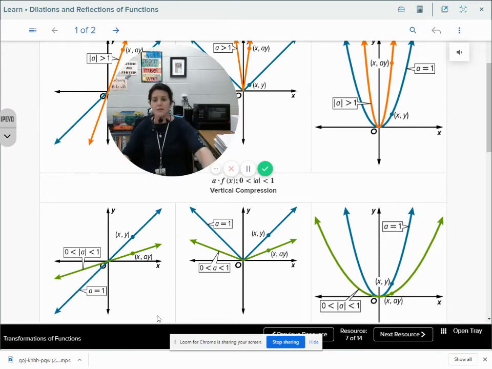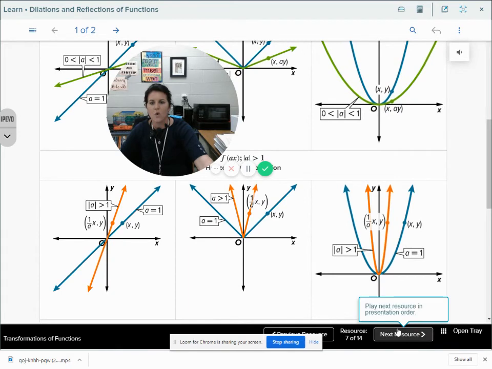It's less steep. So notice my graph here, it's steeper. And then when I've compressed it, my A value is less than 1, then it gets less steep. Same thing here. Same thing here.